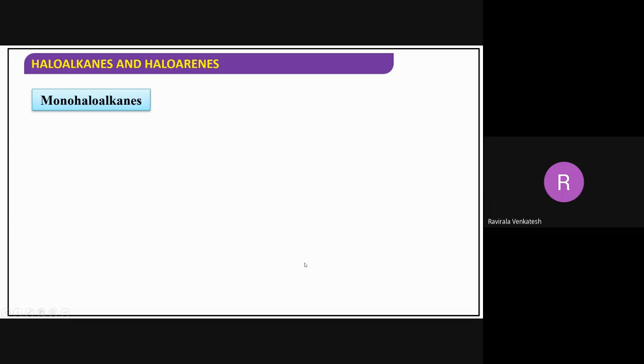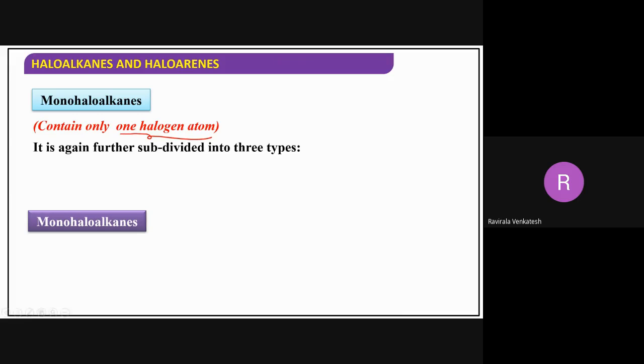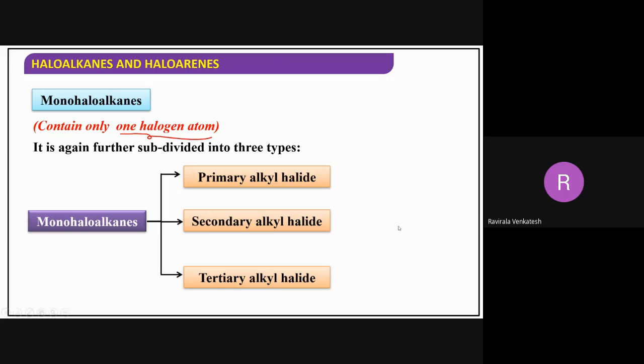Let me take monohaloalkanes first, in which only one halogen atom is there. No hurry, beta, just listen carefully. This will move very slowly because these are very important. Monohaloalkane has only one halogen atom. It is further subdivided into 3 types: primary, secondary, and tertiary alkyl halide.